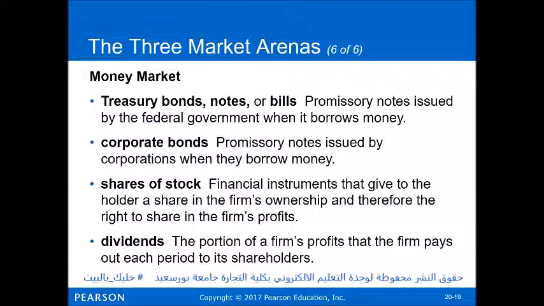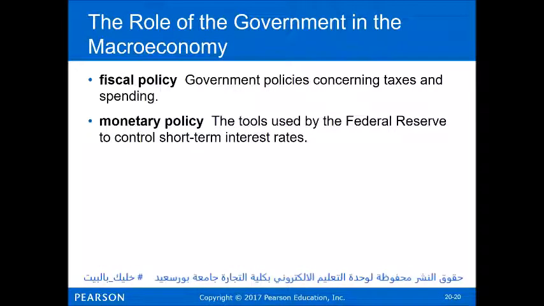These are promissory notes issued by corporations or companies when they borrow money. And finally, shares of stock, or for short, stocks. These are financial instruments that give to the holder a share in the firm's ownership and therefore the right to share in the firm's profits. What are dividends? These represent the portion of a firm's profits that the firm pays out each period to its shareholders.